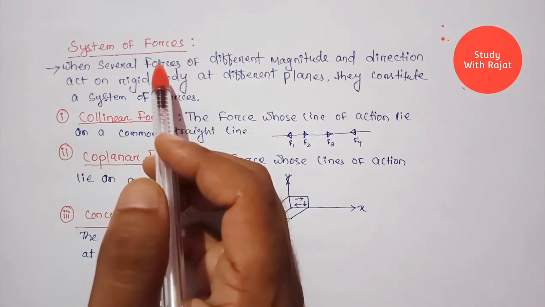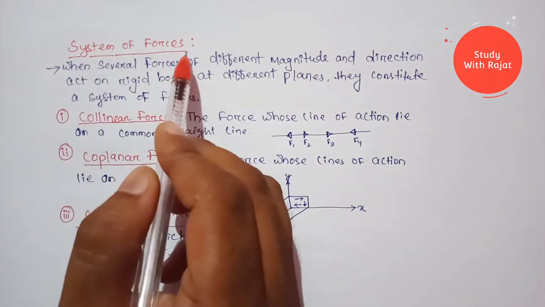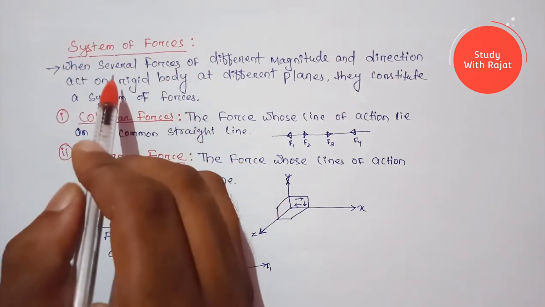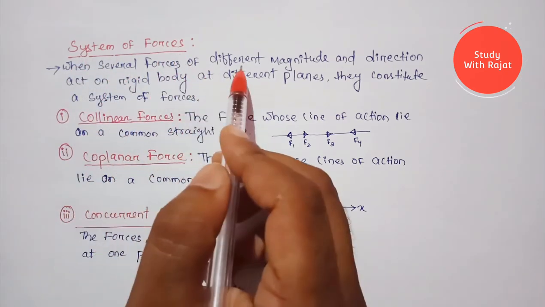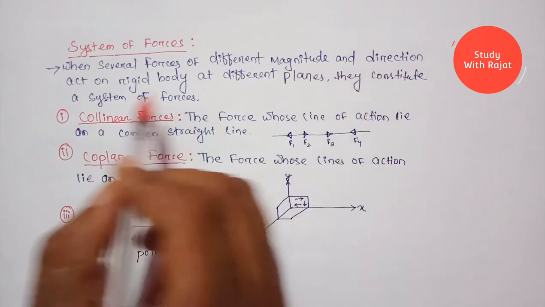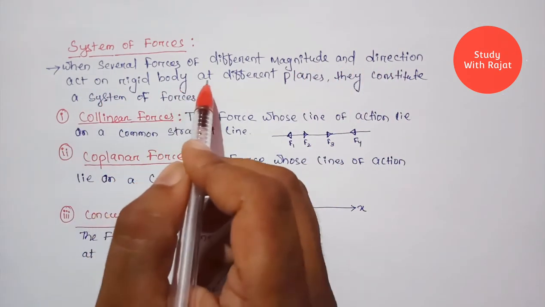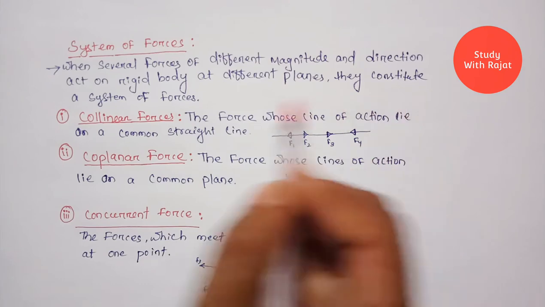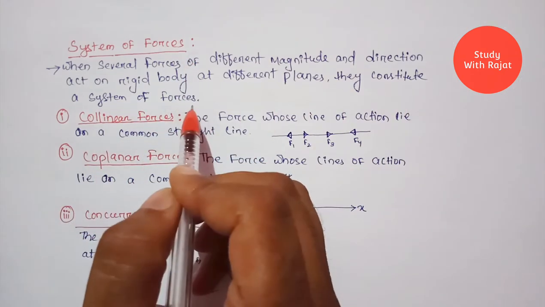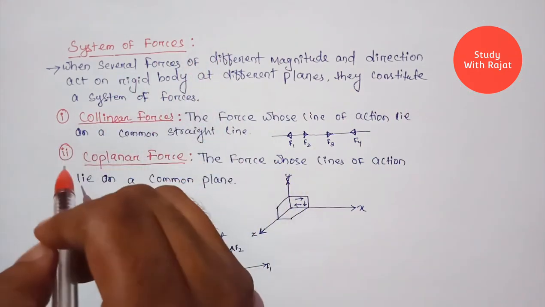Coming to the definition part: when several forces of different magnitude and direction act on a rigid body at different planes, they constitute a system of forces. This is the definition. System of forces has different types.